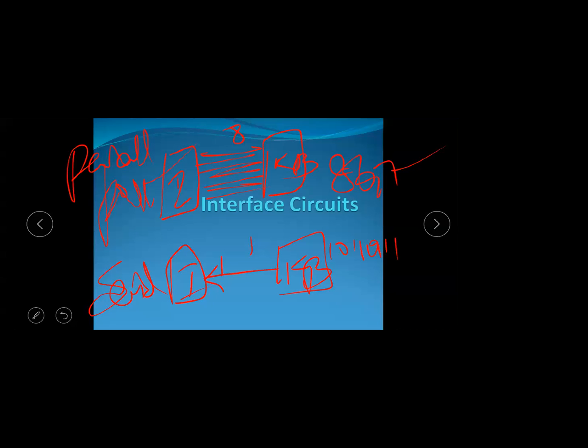And next one is serial port. Irrespective of the number of bits in the IO device, there is only one single line, through which the data is transmitted one at a time. After the first bit is transmitted, next the 0 bit is transmitted, then 1, up to the last bit is transmitted. This is called serial port, and this is called parallel port.